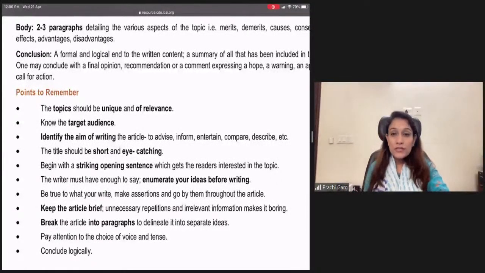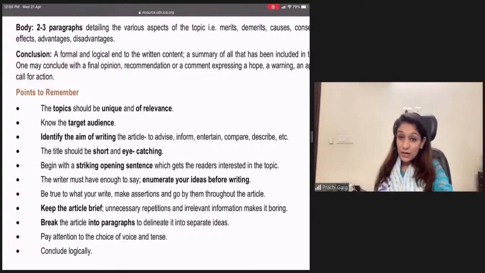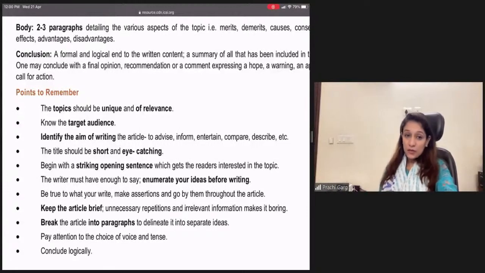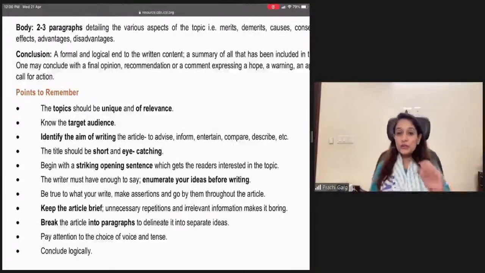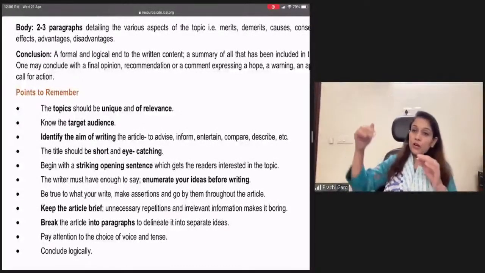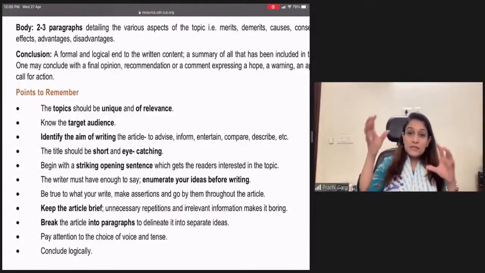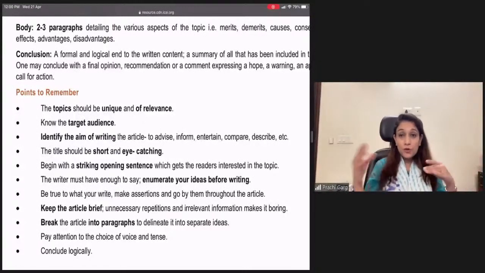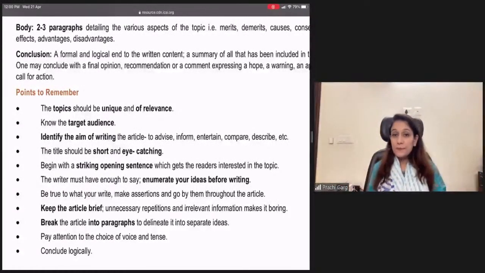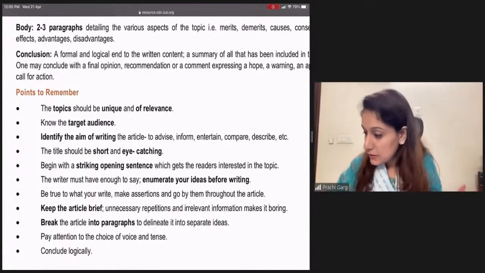Then you pay attention to the voice and tenses. Of course, please, you have to take care of the tenses, otherwise, your language, and conclude logically. You should know the flow of your article. You talk about the problem, symptoms, prevention, precaution, treatment. You should know what your flow is. Right? Understood? So good so far.